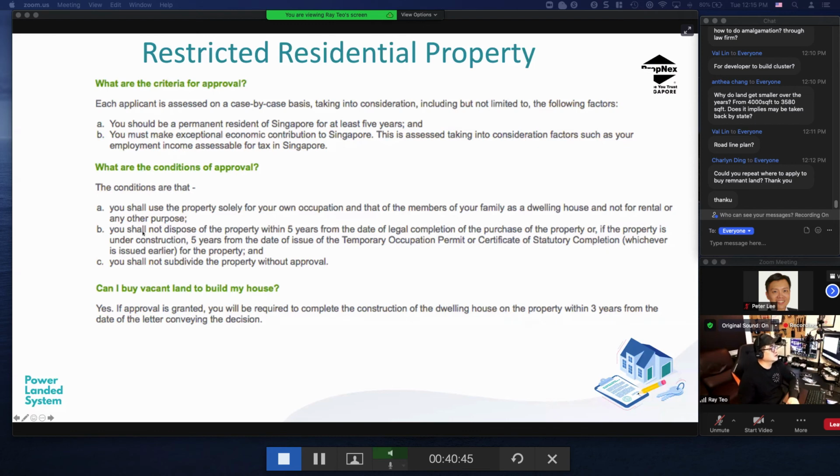You shall not dispose of the property within 5 years. If you are a foreigner granted permission to buy landed, for 5 years you cannot sell, which is most likely why Dyson never sold the landed but sold the penthouse. Even during the SSD period he still sold the penthouse. Maybe he also wants to sell the landed, I do not know. Just that he is restricted from selling for 5 years.